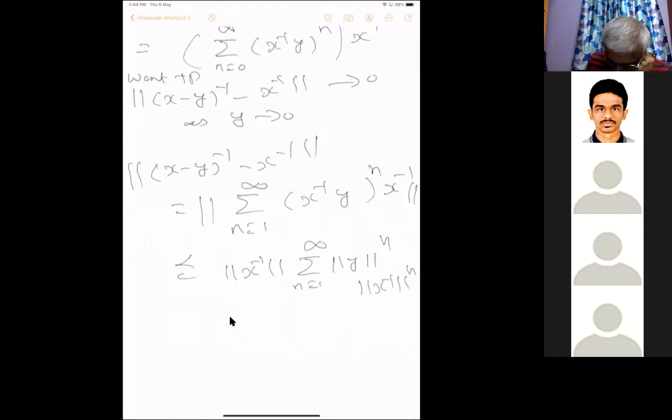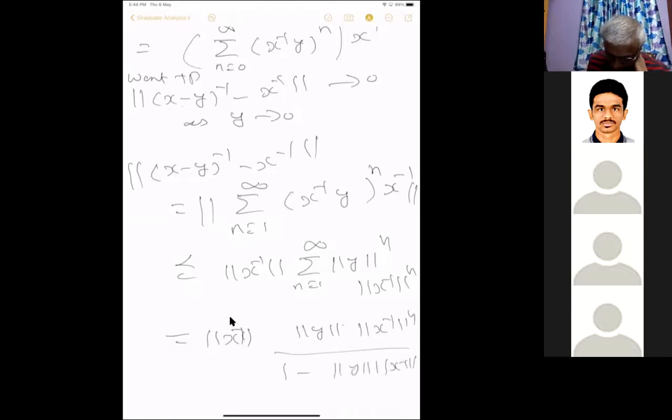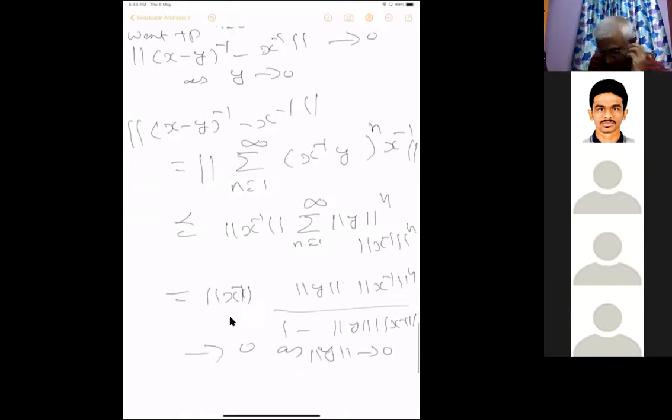Okay. So which is equal to norm x inverse times, it is just a geometric series. So the first term is norm y times norm x inverse, over 1 minus the common ratio, which is also norm y times norm x inverse. This goes to 0, the denominator goes to 1, so this goes to 0 as norm y goes to 0. I mean, y goes to 0 and norm y goes to 0, both are the same. Okay? So that's what we want.